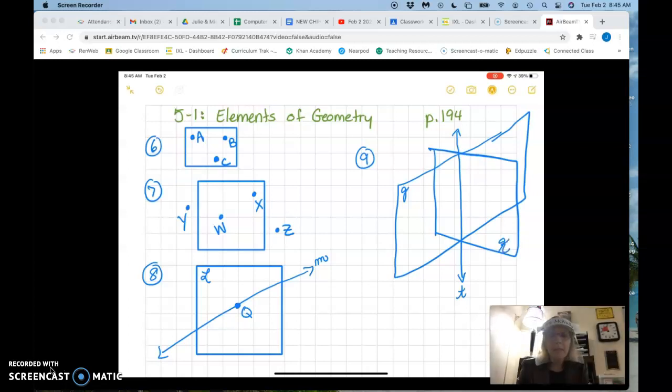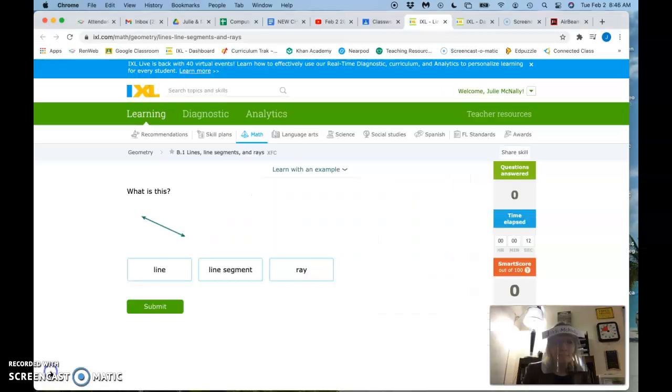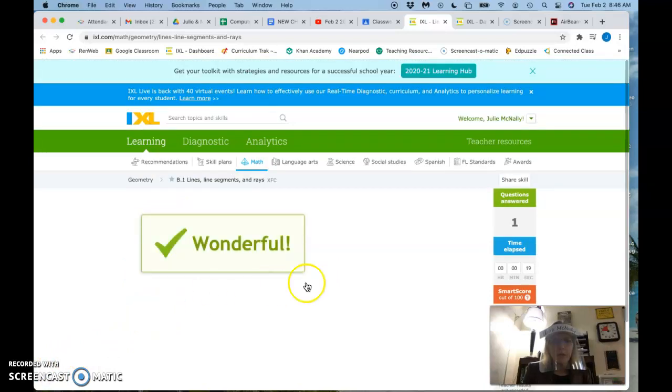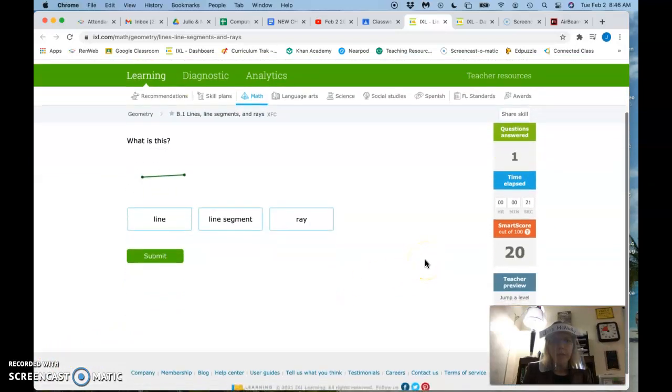All right, and that's it for today. On the IXL, I'll show you a couple of those real quick. The first few on IXL are just vocabulary. What is this? This is a line. And that would be a line segment.